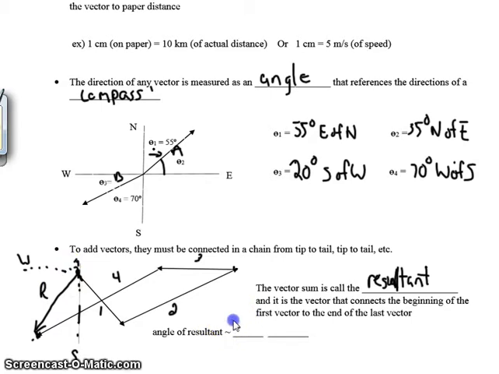So we say it's roughly 45. We'd get a protractor if we needed to get the exact measurement. And since this is the angle that I'm measuring, the angle is referencing the west. It's between the west and the resultant, and we're headed south of it. So we're going to say south of west. That's just like we saw with angle 3 up here.